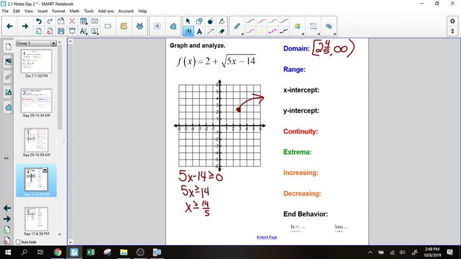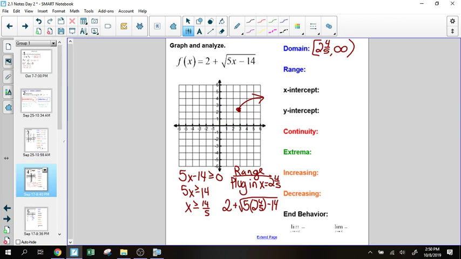It's the range part. Every time we go to do a range on one of these problems, you're going to plug back in that domain you just got. Okay, so we just got 2 4/5, plug it back in. So whatever number you just got, we're basically figuring out the other part of this ordered pair. So where is our range starting? Plug in 2 4/5. So our function 2 plus the square root of 5 times 2 4/5 minus 14.